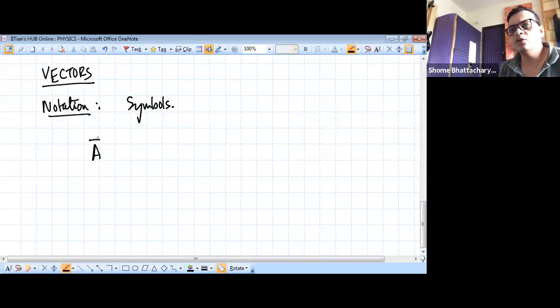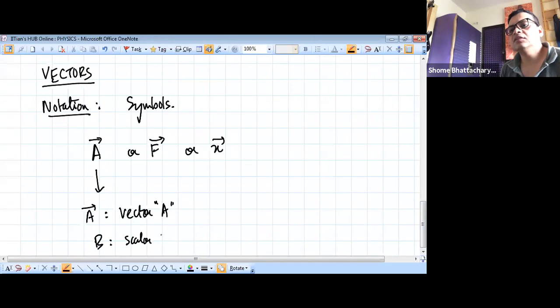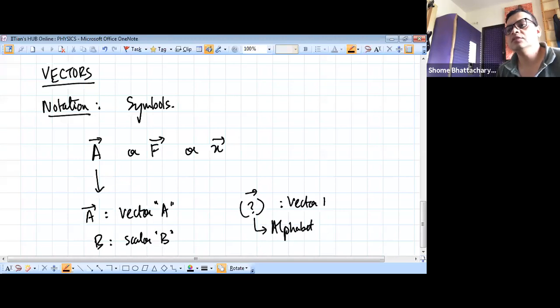So any alphabetical symbol with an arrow on top of it, this kind of symbol is read as vector E, whereas this kind of symbol is read as scalar E. To denote that a given quantity is a vector quantity, we put an arrow on top of the alphabetical symbol. This, on top of any alphabet, is the vector notation.